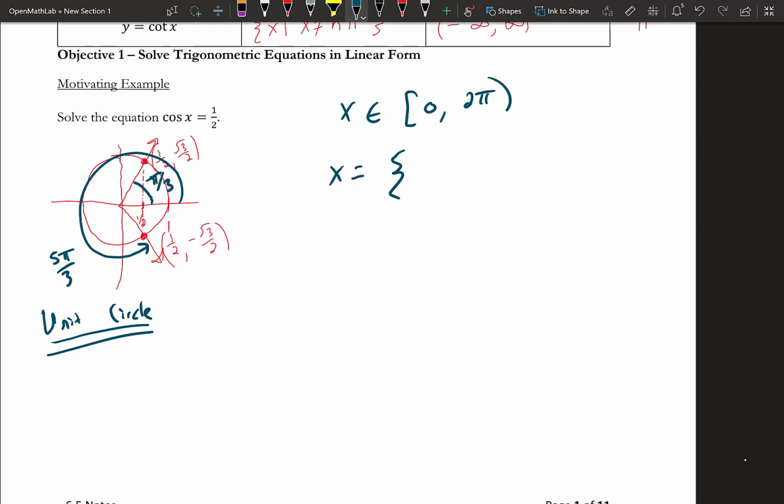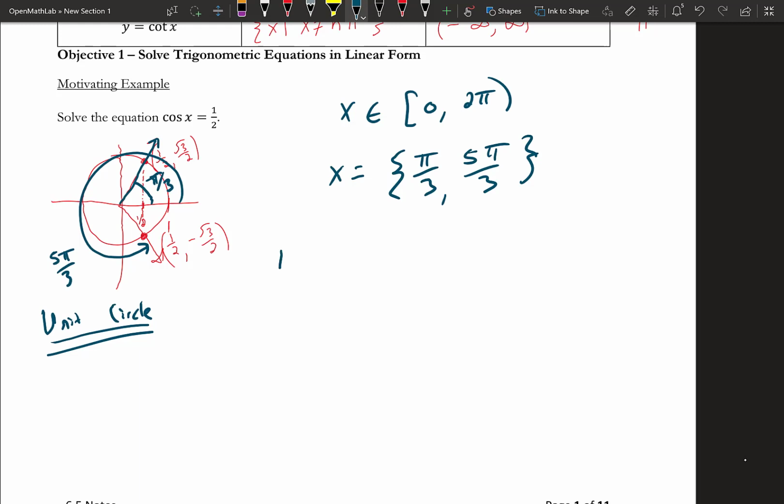X would be equal to pi over 3 or 5 pi over 3, right? But if we think about a general solution, if I have this angle here and I go around a full rotation and still land at pi over 3, in other words 2 pi plus pi over 3, I'm going to land at that spot again. And then I could add another multiple of 2 pi. Maybe I go 2 full rotations and add 2 pi to that. So you could imagine that there's really an infinite number of possible solutions, right?